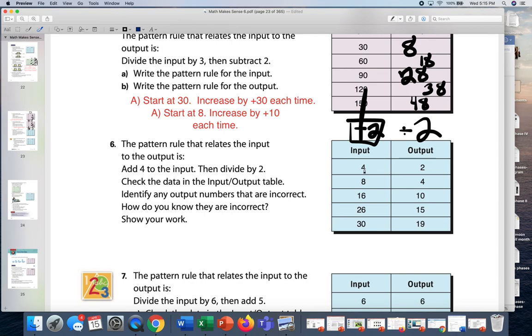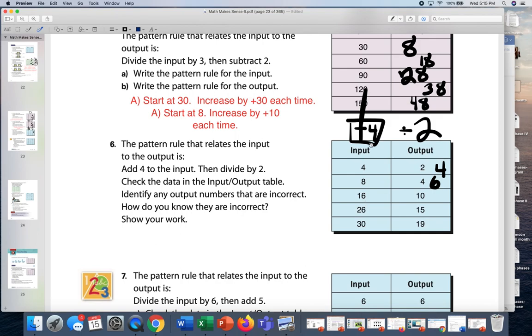So 4 plus 2 is 6, divided by 2. This one is incorrect. Oh, sorry, it's add 4. So let's see if this one is right after all. 4 plus 4 is 8, divided by 2, it's still wrong. It should be 4. And then 8 plus 4 is 12, 12 divided by 2 should be 6.